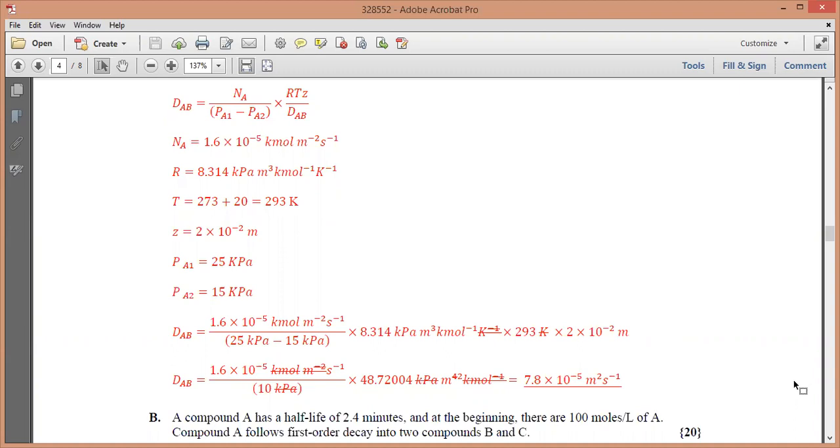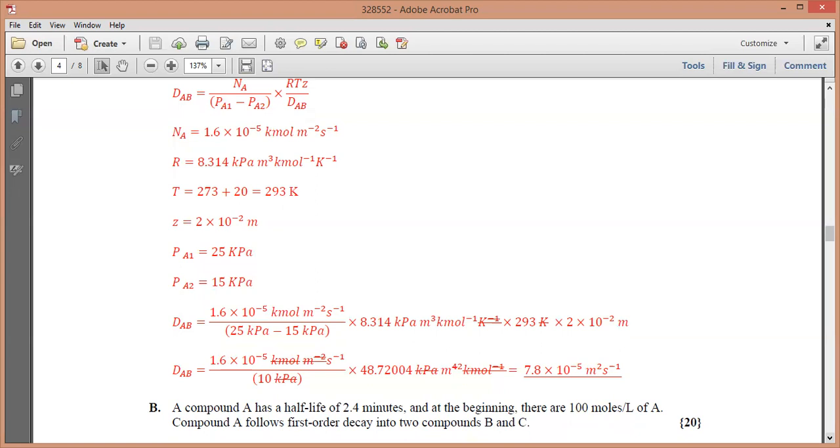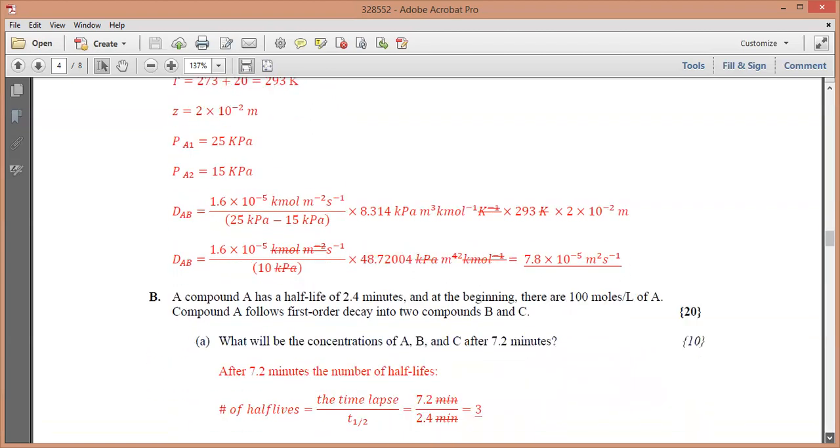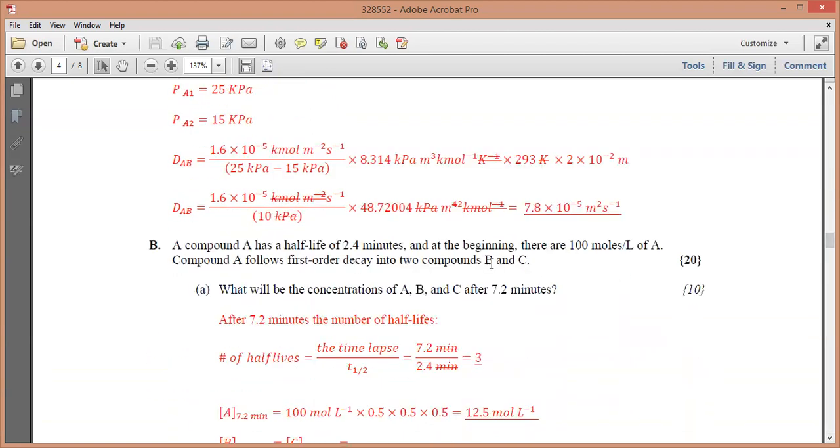So I think these are the sample questions that I can share with you that have to do with mass transfer. For the other parts, which have to do with the half-life, I'll give you this as an assignment. This will be assignment 2. So I'll give you questions like this that you're going to look at. This is basically going to be your self-study.